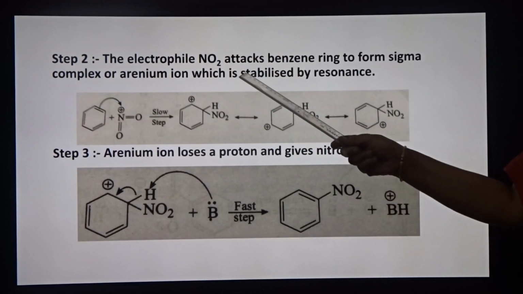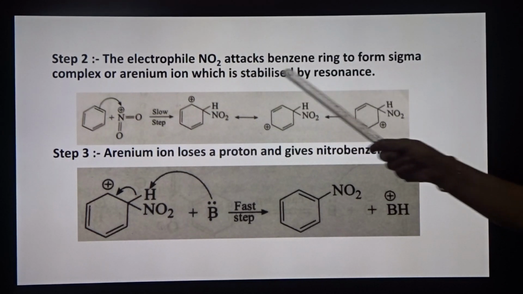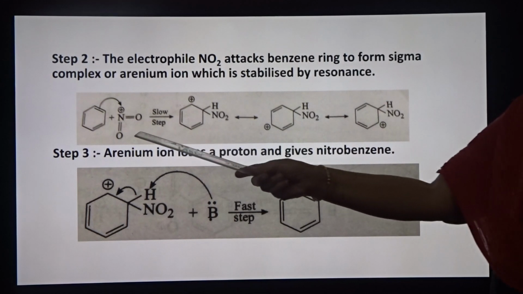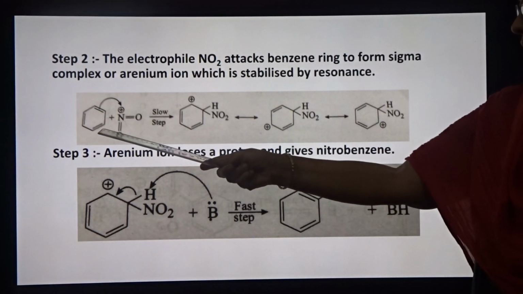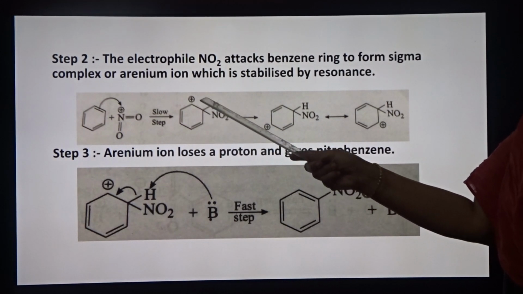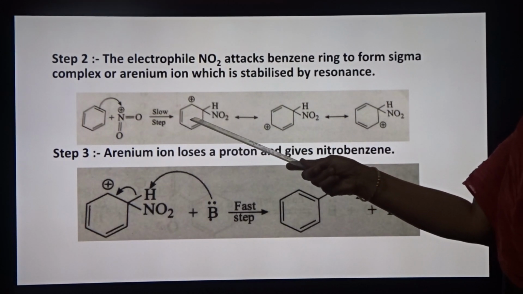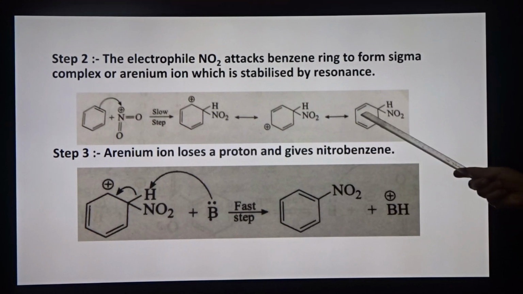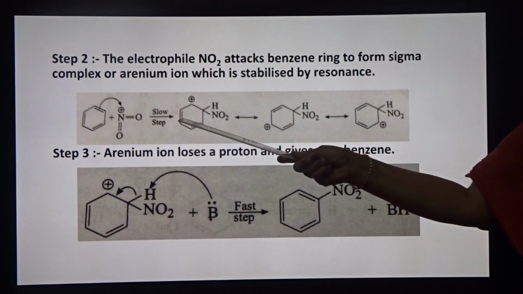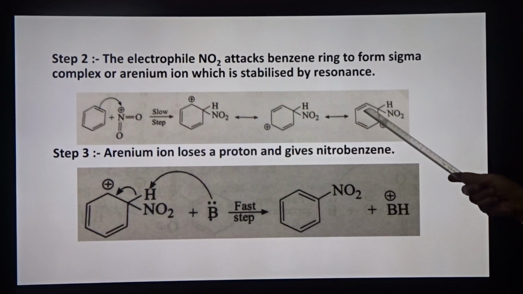In the second step, NO2 plus attacks the benzene ring to form a sigma complex or arenium ion, which is stabilized by resonance. So, here the nitronium ion is attacking the benzene ring, and the nitronium ion gets added on this benzene ring, and the carbonium ion form is resonance stabilized. This is also known as the arenium ion. The arenium ion is resonance stabilized. So, these three resonance forms are there.